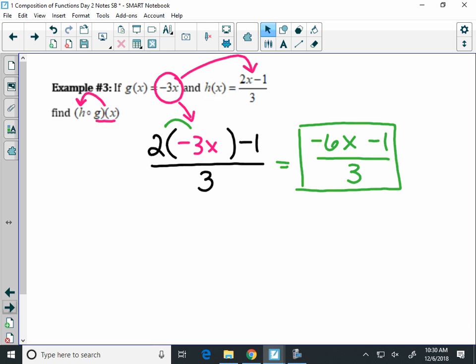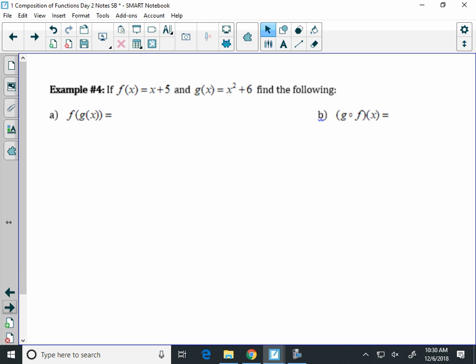All right, last 2 examples here, and then we'll go on to some practice. These are a little bit more challenging, or at least one of them is. We're going to find f of g of x. So let's start by taking that right function of g and putting it into the function of f. So we're taking this x squared plus 6, that's g, and putting it right over here in for x.